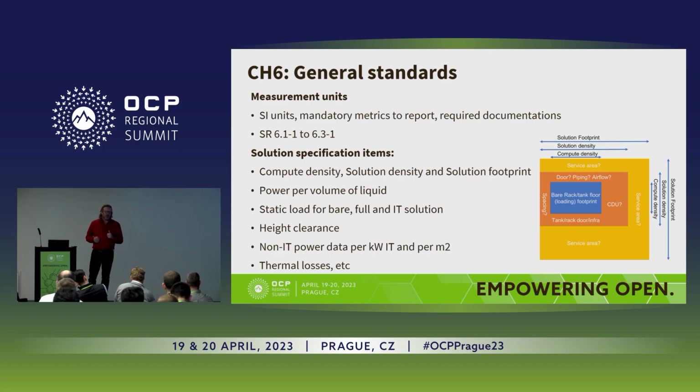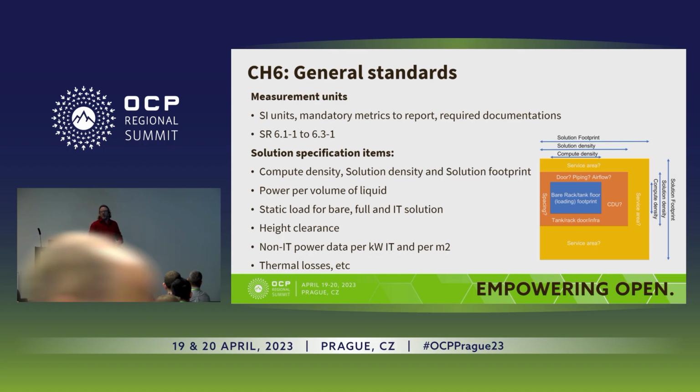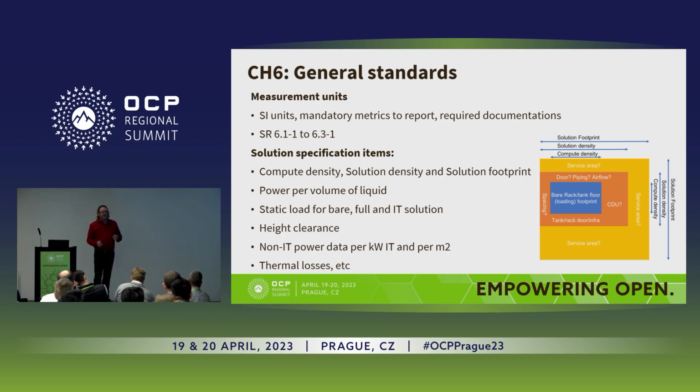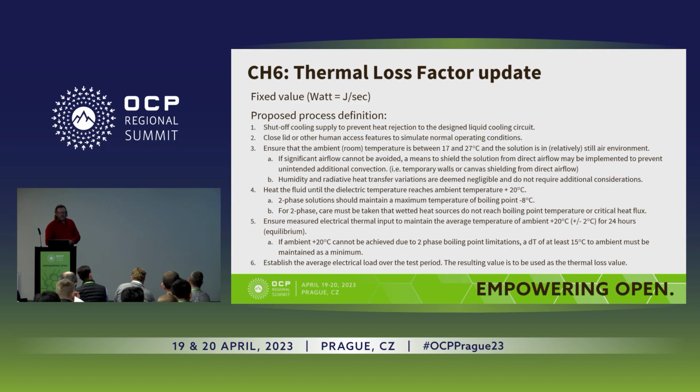The general standards include things like definitions for compute density and solution footprint, to give an impression of, all right, what kind of density can you achieve with a certain solution? But also including things like, okay, how much space do you need to access a unit or certain parts of the system that you may need to access for maintenance, right? So what does it do for your service area in your white space or in your data hall? And there are various other references to it as well.